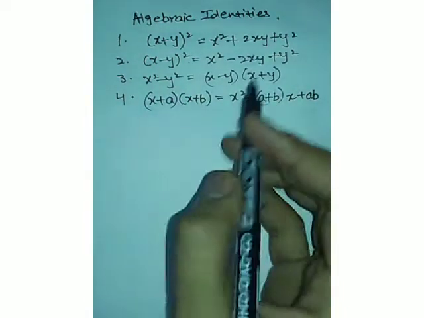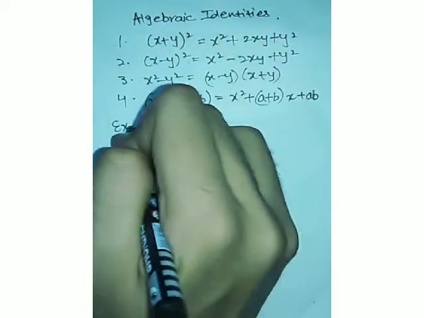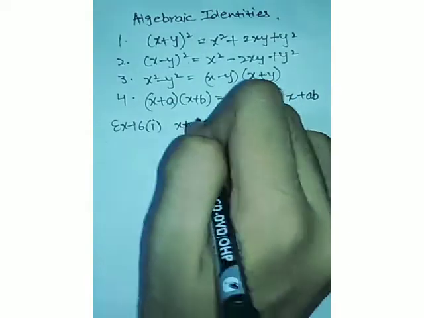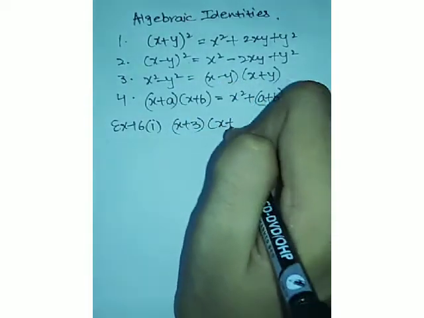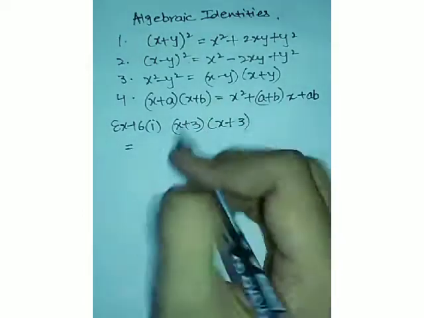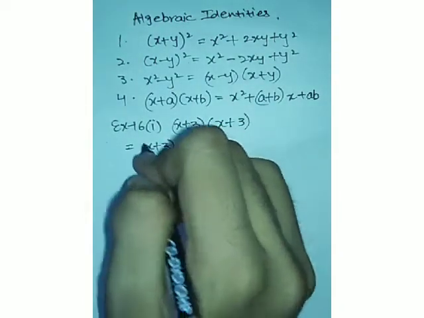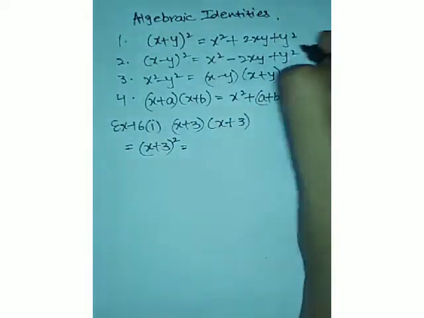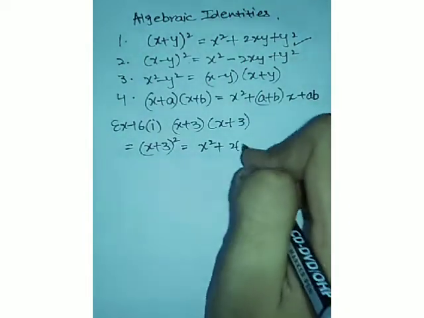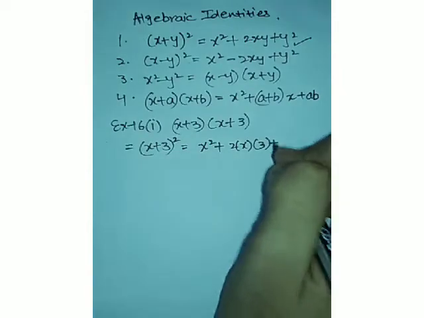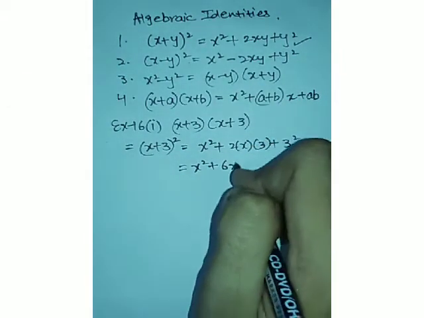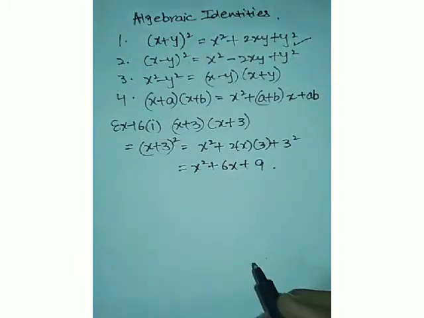Easy. Alright, firstly example 16. The first part is that we have to multiply these two terms using identities. Now you can easily see that x plus 3 multiplied by x plus 3, we can write as x plus 3 whole square. We can apply identity number 1: x square plus 2 times x times 3 plus 3 square. You will get x square plus 6x plus 9.